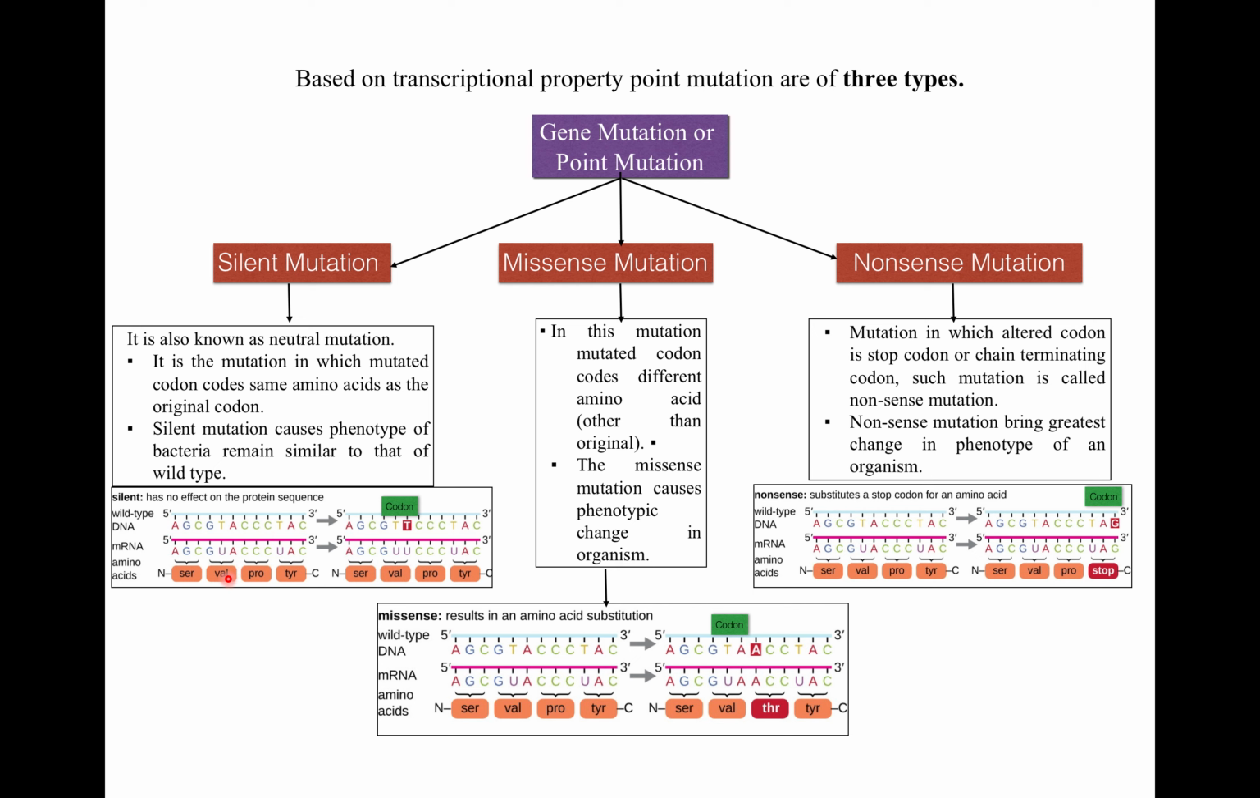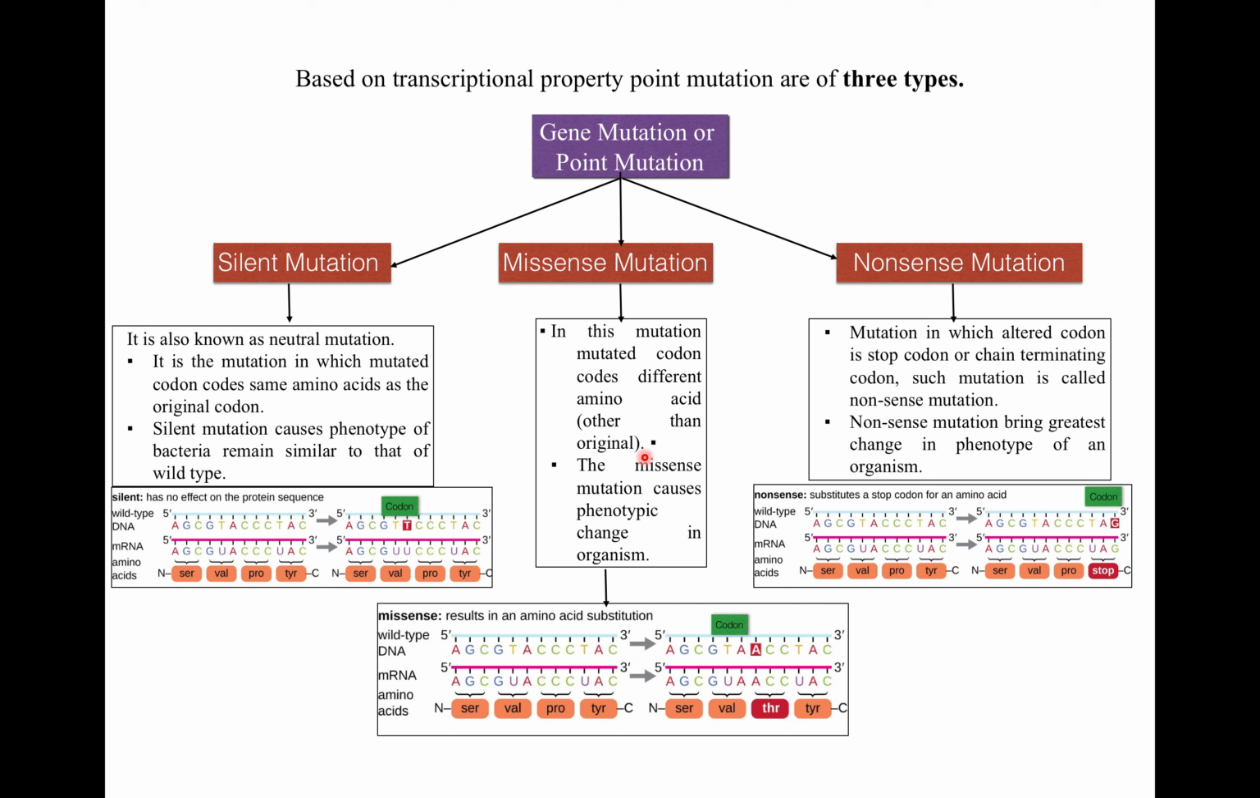So it codes for valine, but here you can also see that GUU also codes for valine. So this change doesn't change the amino acids. In the original one valine, and after mutation also there is a valine. There is no change in the sequence of amino acids. Here serine, valine, proline and tyrosine. Here again serine, valine, proline and tyrosine. So this type of mutation has no effect on the protein sequence.